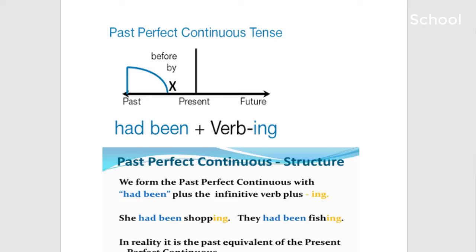Anyways, let's move on to the discussion. We form the past perfect continuous with had been plus the verb plus ing. So what do I mean by that? I mean that past perfect continuous tense is basically something that happened in the past and it's continuing in the past, because whatever I'm mentioning is all about past. So there is no existence in the present.